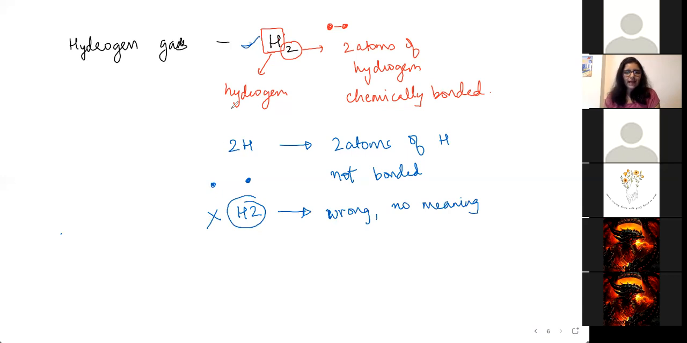These 2 have definite meaning, so you need to be careful about which one you're going to write. So if you want to say that there are 2 atoms of hydrogen just randomly chilling, then you write it as 2H. If you want to say that those 2 atoms ke beech mein kuch to chemical bond hai, if they're attached to each other, they're forming a molecule, then you write it in the subscript over here. Yep. So that's an important deal.